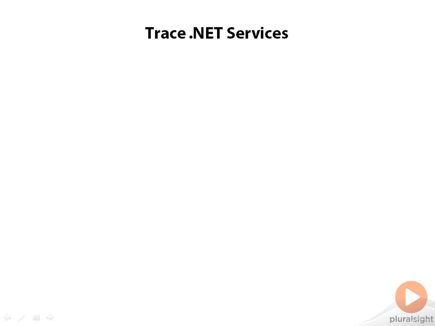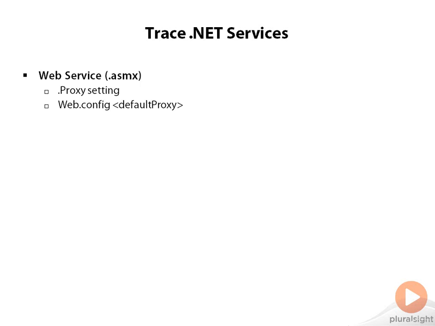Now that we've seen how to use Fiddler to trace traffic between standard web browsers and web servers, it's also true that there are times we want to trace other HTTP protocol conversations, things such as web services. This can be done pretty easily in multiple ways, but one is to set the actual .proxy setting. We can also use the web config, the default proxy.